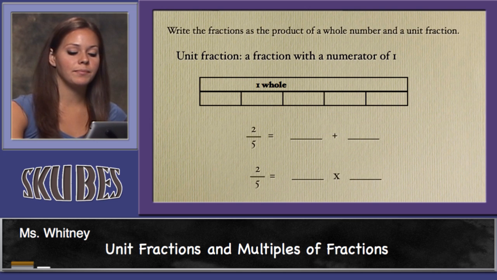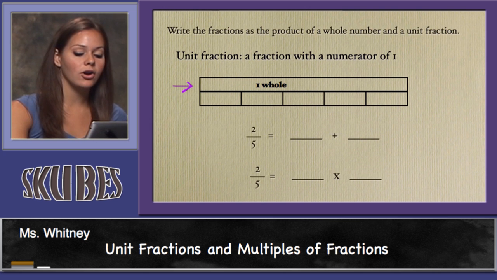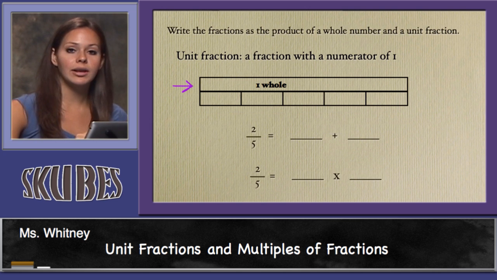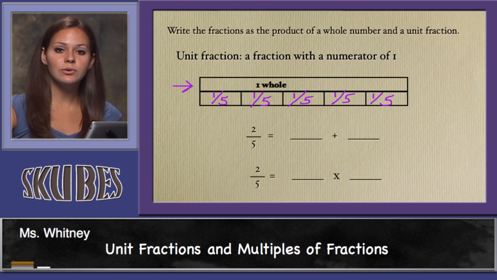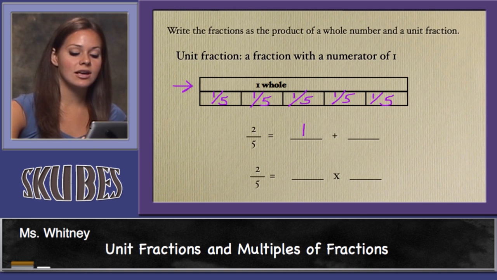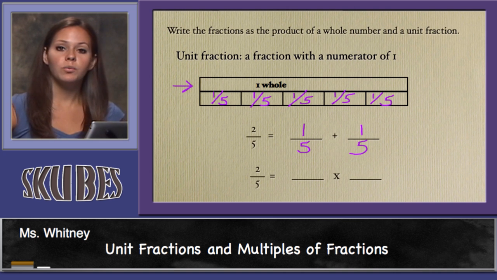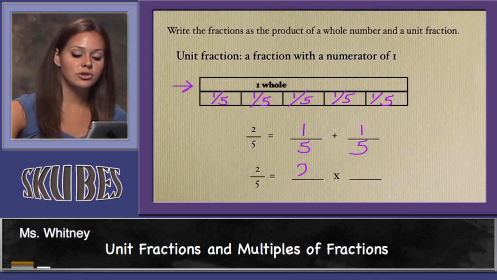Here's another example. Again, we have our whole, and our whole is broken up into 5 equal pieces. Each piece is 1/5 of the whole. If we want to show 2/5, we can show this as 1/5 plus 1/5. We can also say 2 times 1/5.